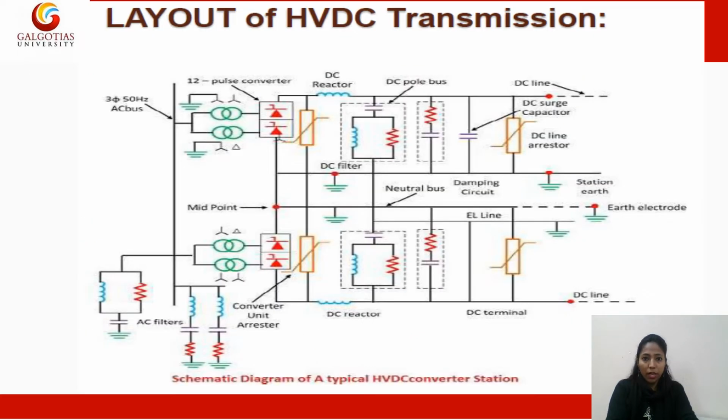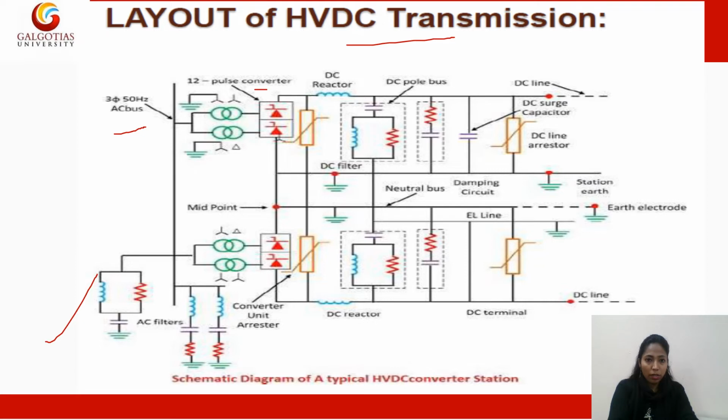Now this is the layout of the HVDC transmission. You can see here, this is the three-phase AC bus, or the AC interconnection. Then on this three-phase AC bus, we have some filters to reduce the harmonics, and here the converters are connected to this bus. So it is showing the 12 pulse converter.